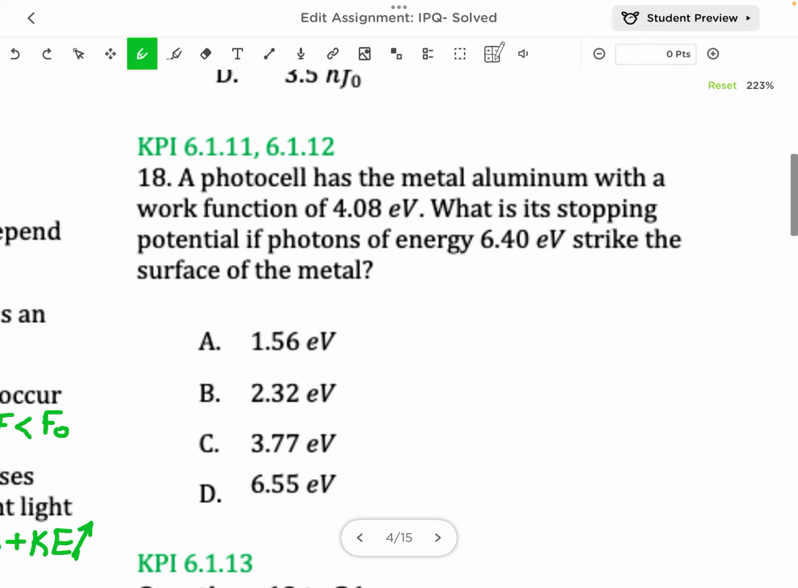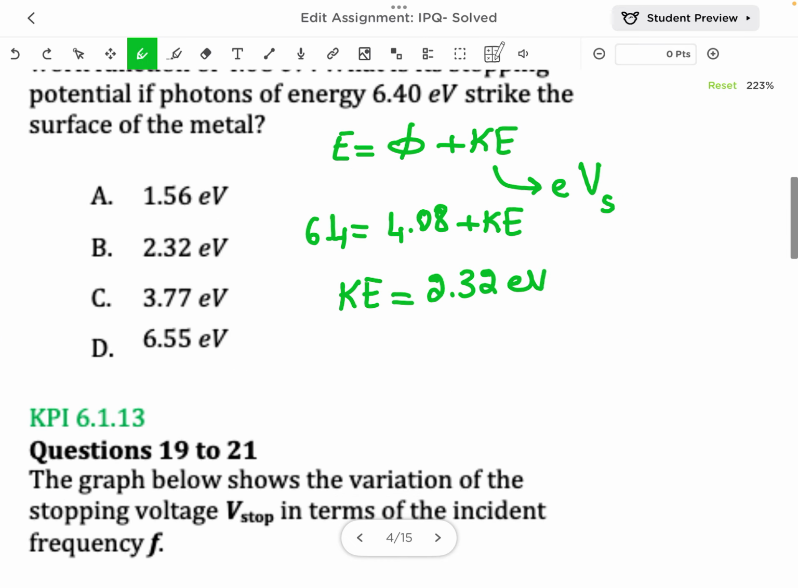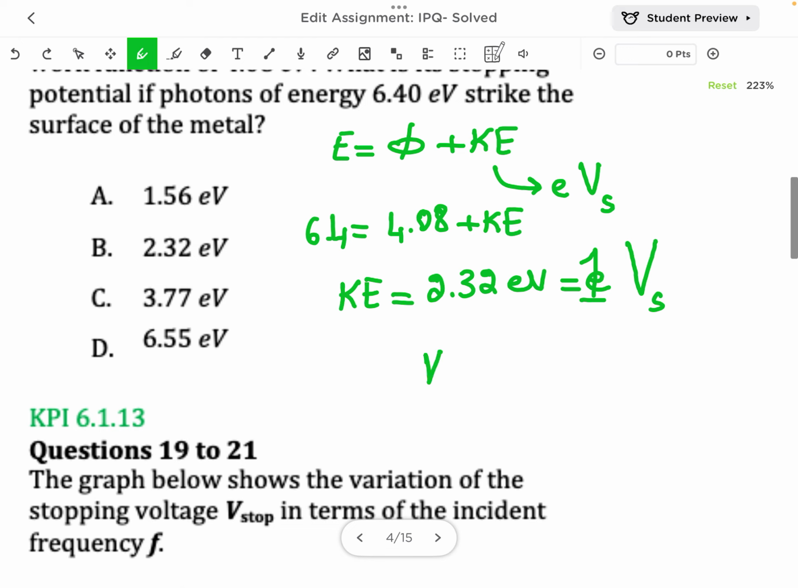A photocell has a metal aluminium with a work function of 4.08. What's the stopping potential if photons of energy 6.4 strike the metal surface? The stopping potential. So E equals work function plus the kinetic energy, and then from the kinetic energy, I can find the stopping potential. 6.4 equals 4.08 plus the kinetic energy. The kinetic energy equals 2.32 eV, which, because it is in eV, is equal to eVs. Taking e equal to 1, the stopping potential is also 2.32 volts.